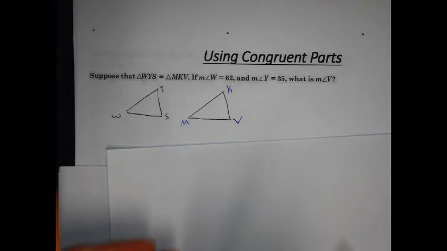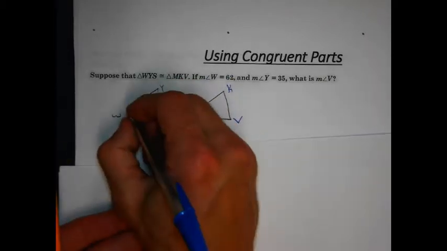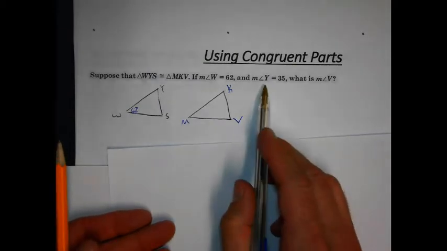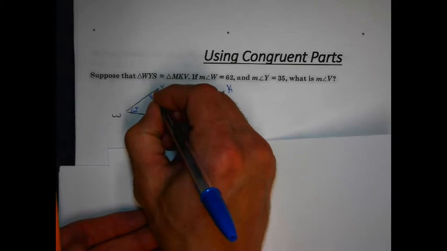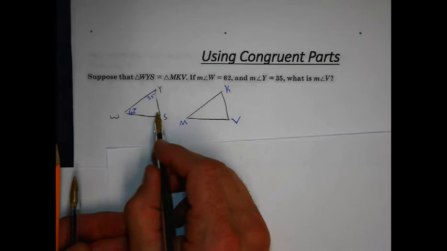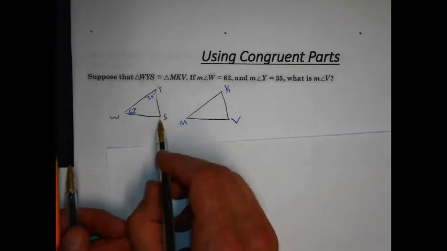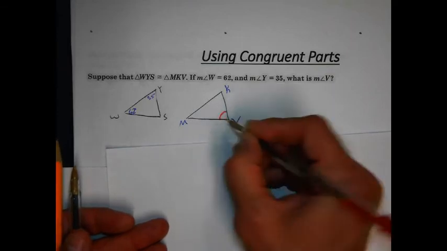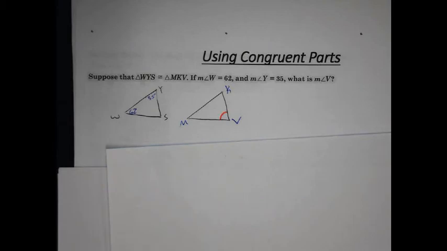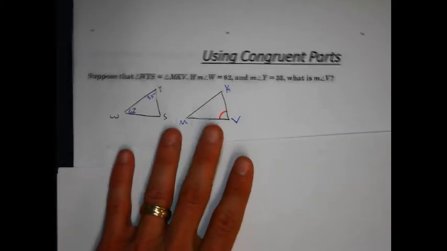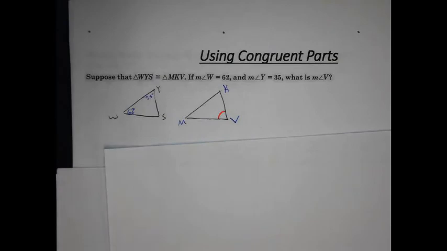If the measure of angle W is 62, that's 62 degrees there. The measure of angle Y is 35, and that's there. Then what is the measure of angle V? Wait, what? It's not asking for the measure of angle S. It's asking for the measure of angle V. That's the question, so you have to understand what's being asked. It's going to be hard to see that if you're not drawing a picture. So when in doubt, draw a picture, and that will totally help you.